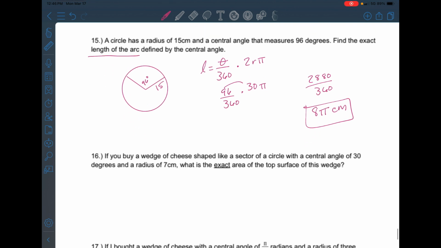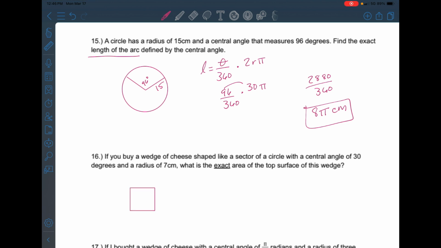If you buy a wedge of cheese shaped like a sector of a circle, so sometimes you buy a piece of cheese that looks like this, and the central angle is 30 degrees, and you have a radius of 7 centimeters. What is the exact area of the top surface of the wedge? So we don't want the whole volume of it, we just want the area of the surface.